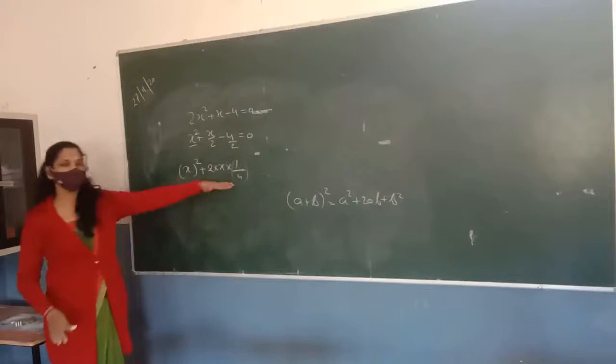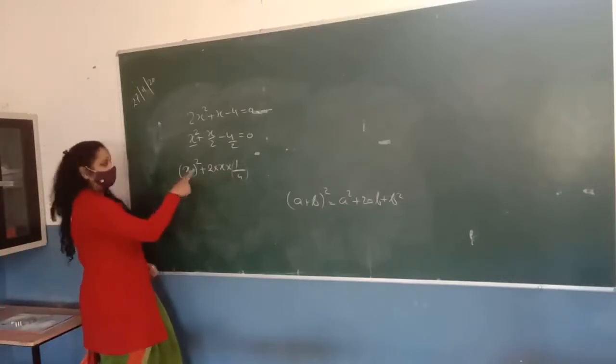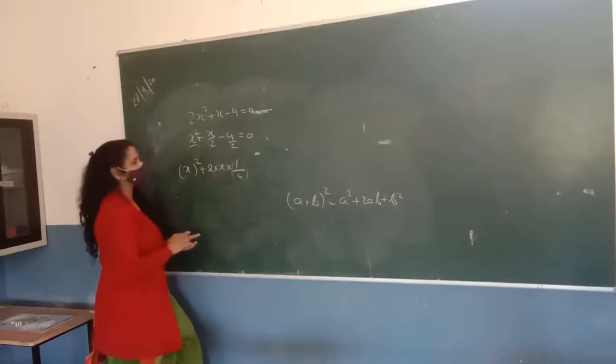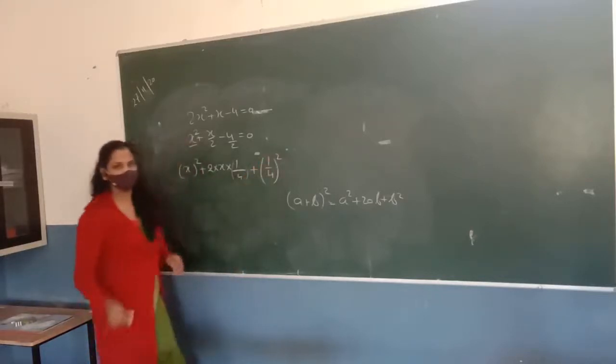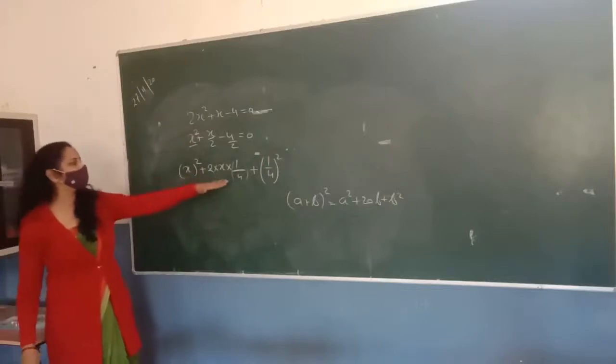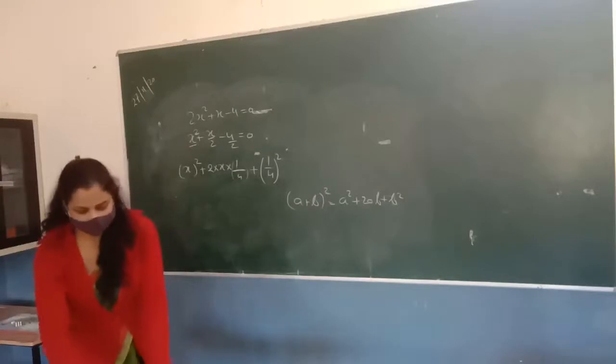So this is the b. First, find out the b. This is the b. And we know that this is a square. This is 2 into a into b. And we have to write it like b square. For the whole square, we need a square plus 2ab plus b square. So we are adding 1 upon 4 square.